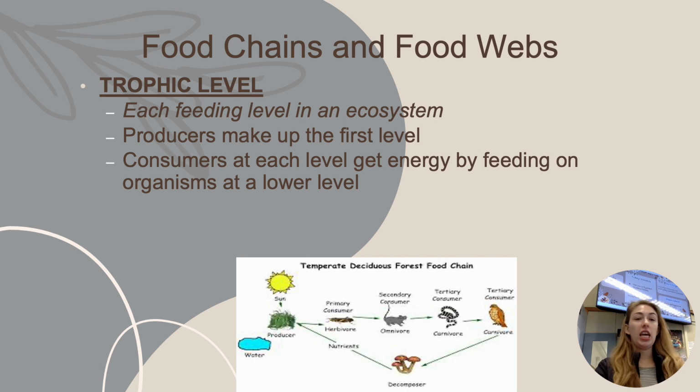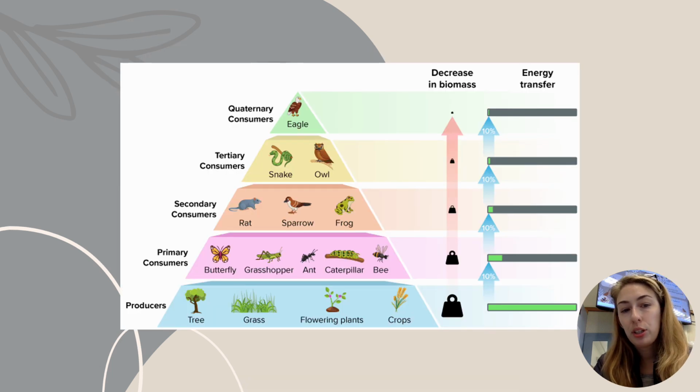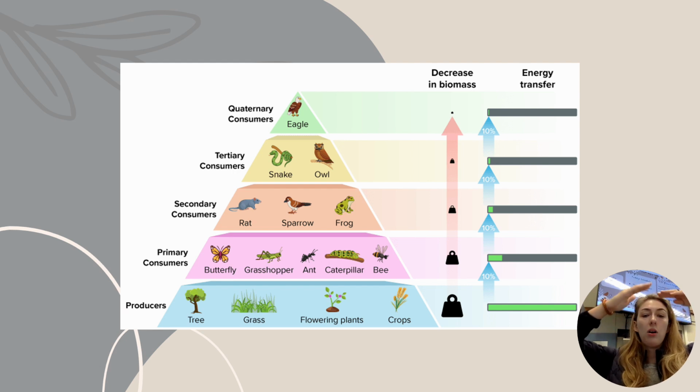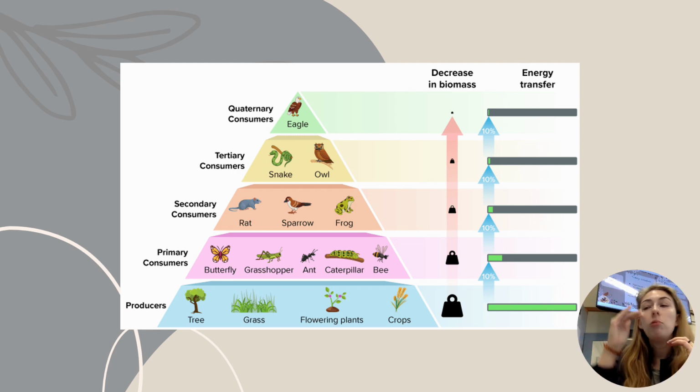So for our food chains and food webs, we have to talk about our trophic levels. A trophic level is going to be the feeding level in an ecosystem. Producers always make up our first level. Consumers at each level then get energy by feeding on organisms at the lower level. So if we look here, we have our producer at the bottom, then we have our primary consumer, our secondary consumer, our tertiary consumer, and our quaternary consumer. However, as you go to each level, only 10% of energy goes to the next level.